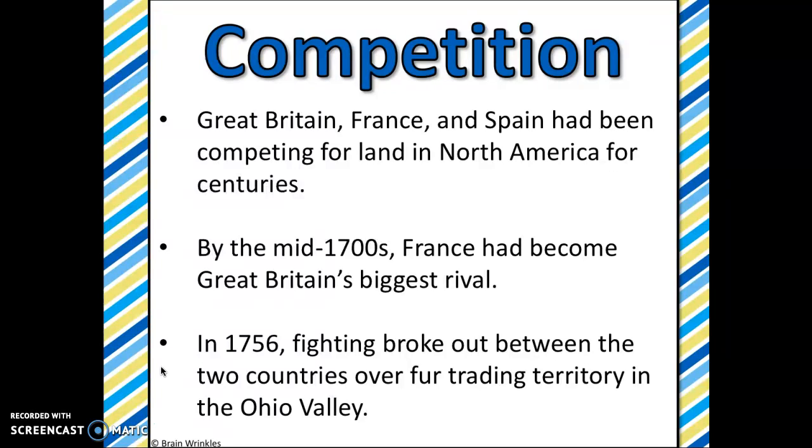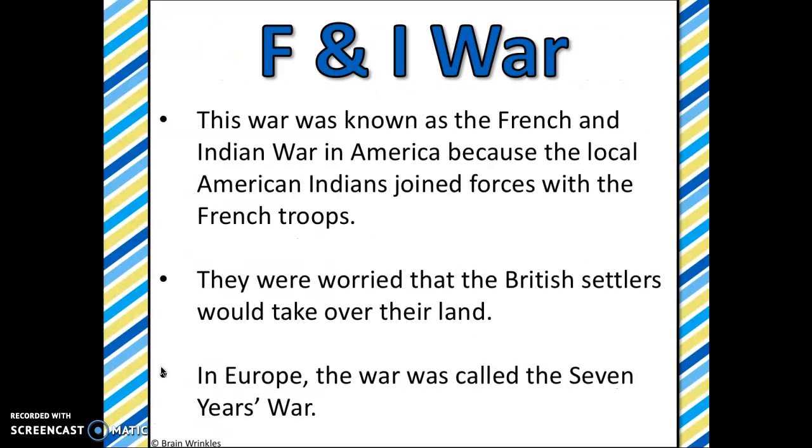So Great Britain, France, and Spain are now competing with one another for trade. And France had become a big rival to Great Britain, and now they were fighting. The French and Indian War. This war was known as the French and Indian War in America because the local American Indians joined forces with the French troops. They were worried that the British settlers would take over their land. In Europe, the war was called the 7 Years' War.